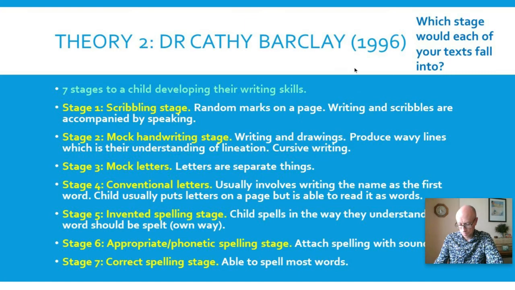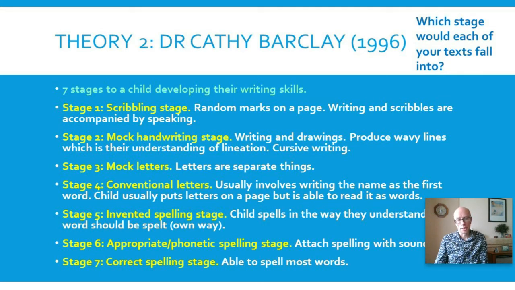There are alternatives. There are other spelling stages available to you. There is Kathy Barclay's stages, 1996, where she talks about the 7 stages that children develop in their writing skills. Now, she talks about these as if it's general writing skills, but actually she's focused pretty exclusively on spelling. So she talks about stage 1, the scribbling stage, and then stage 2, mock handwriting stage, and then stage 3, mock letters. So all of those sorts of features, you could argue, are kind of emergent writing, the sorts of things that children are doing independently before they set foot into school.